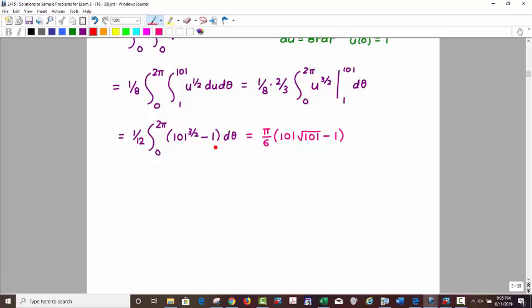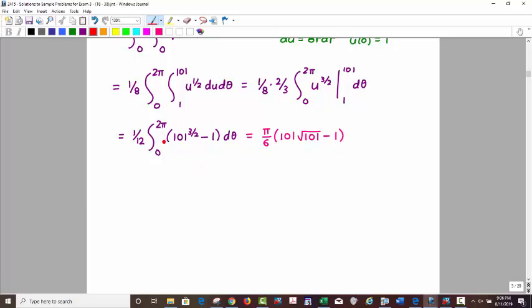It's not uncommon, because this formula has radicals in it, that you're going to have a radical in the answer. So 101 to the 3/2 is mathematically acceptable, but a lot of times when you're picking multiple choice answers, it will rewrite it as this. So this is the same. 101 to the 3/2 is the same as 101 times the square root of 101.